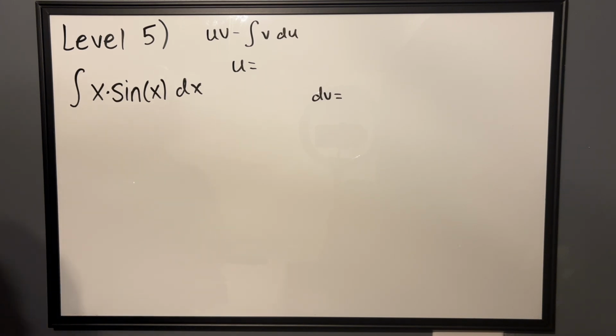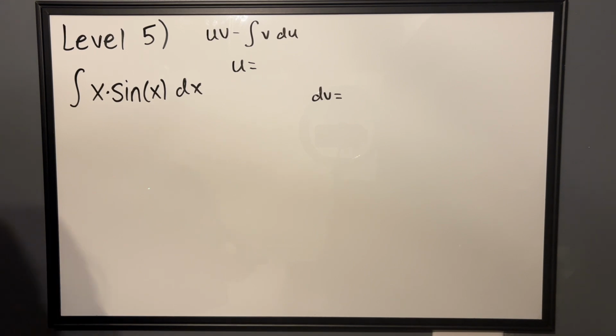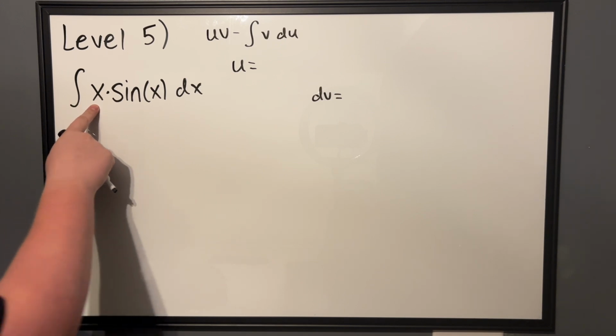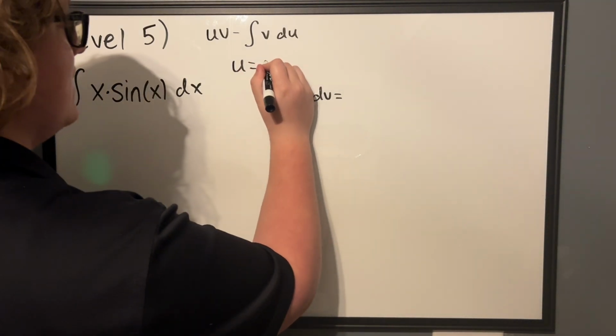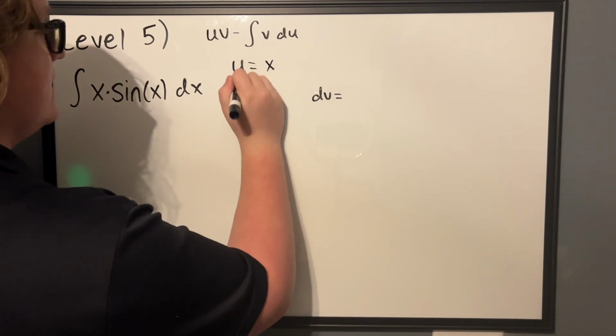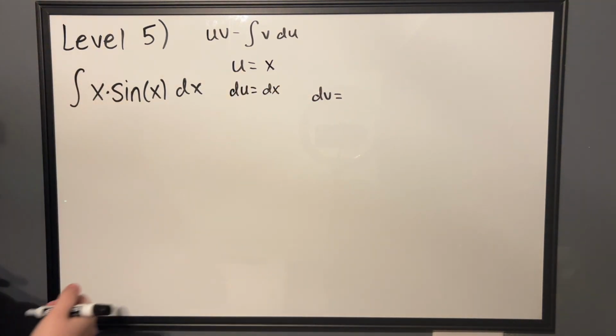So notice if we take the derivative of sine x, it just goes to cosine, and that derivative is negative sine, and that derivative is negative cosine. It just kind of goes in that cycle. But if we take the derivative of x, this will actually reduce down to 1. So we want to choose u to be equal to x, which means that du is equal to 1 dx, which is just dx. So that's good.